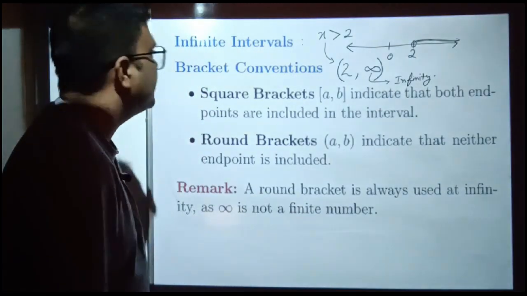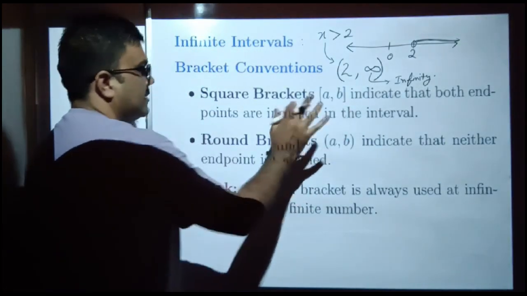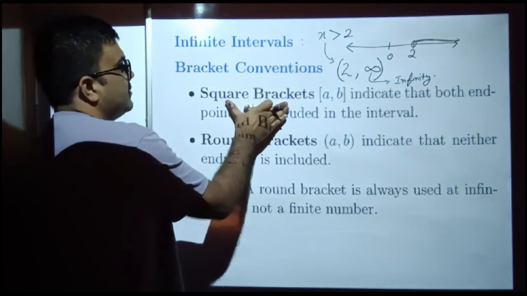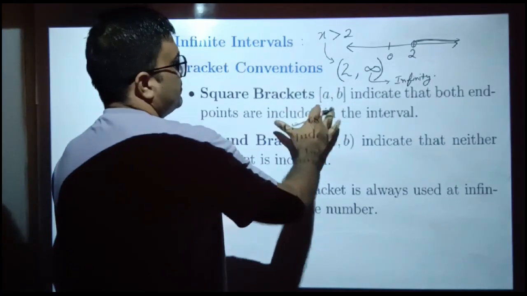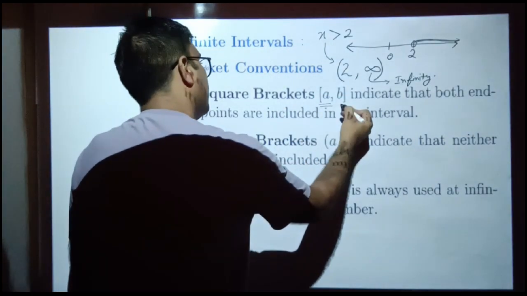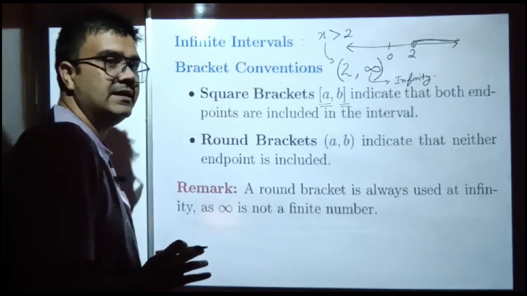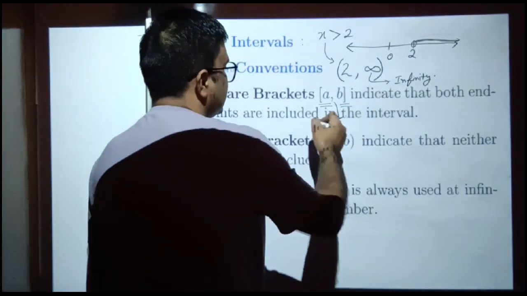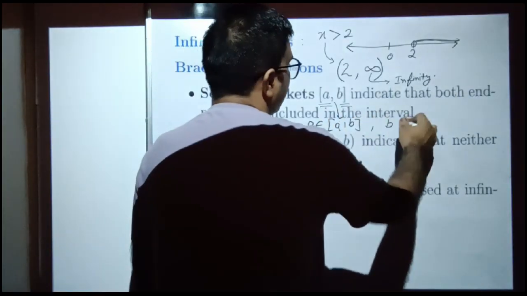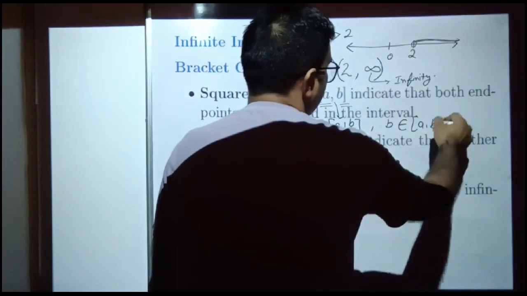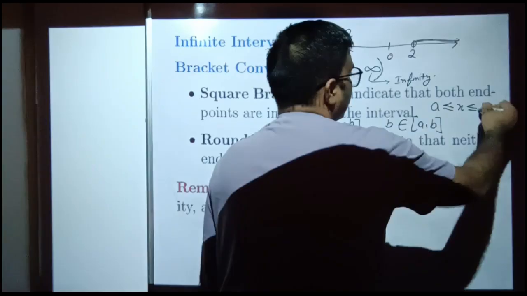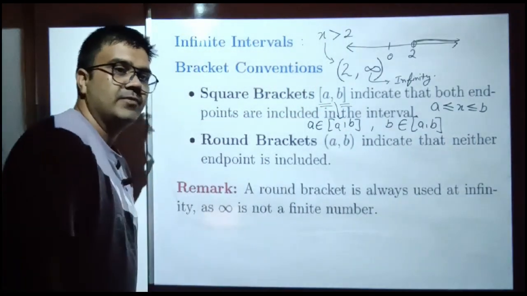Now first of all we are going to talk about the brackets. What do those brackets represent? Whenever we use the square brackets and write A, B, the terms we write in the square bracket, it means both the end points are included in the interval. This means A belongs to the interval AB and B also belongs to the interval AB. We are talking about the condition A is less than or equal to X is less than or equal to B.